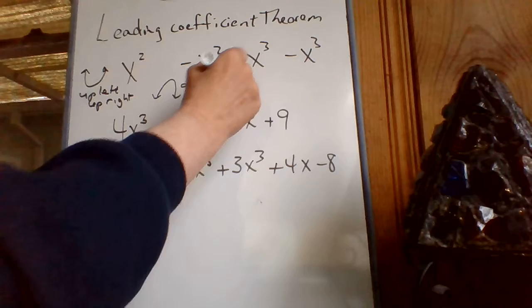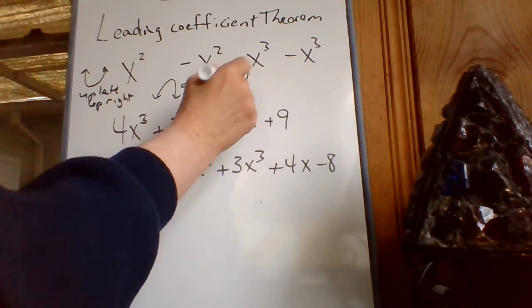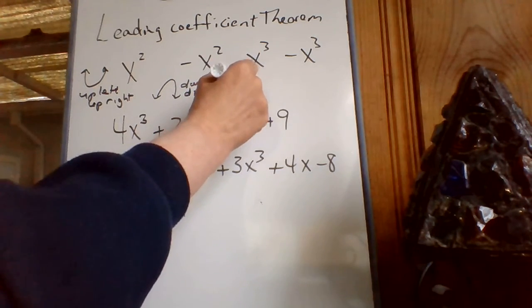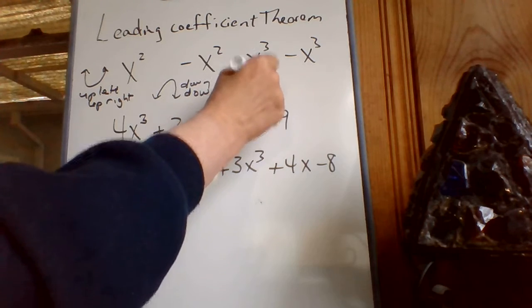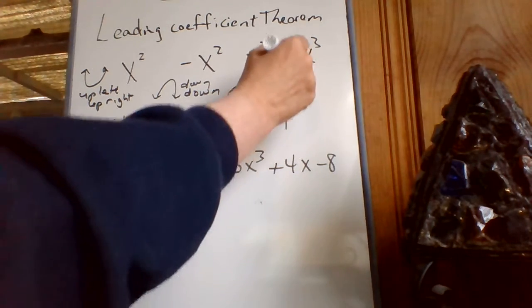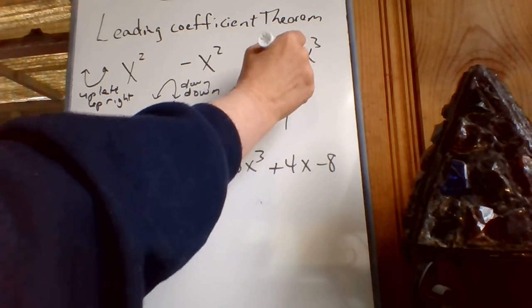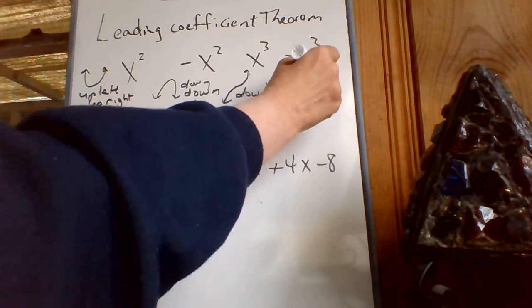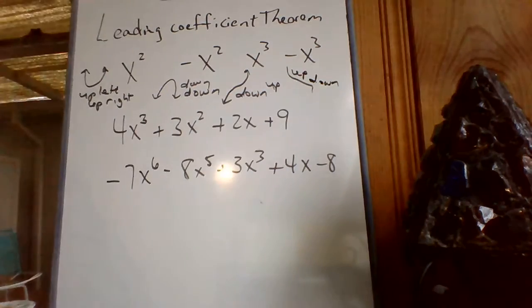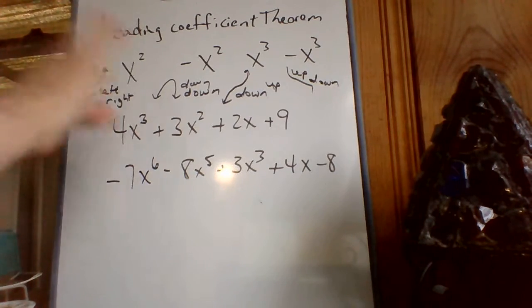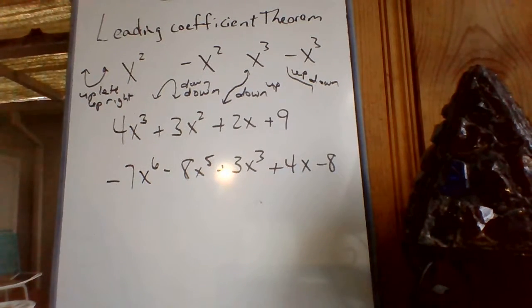X cubed, we've graphed that one too. It looks kind of like this: down and up. And the negative of that will be up and then down. Those are the only possibilities for arrows: either up and up, or down and down, or you can mix them either way. Those are the only possible things that can happen, and you're going to write one of those.